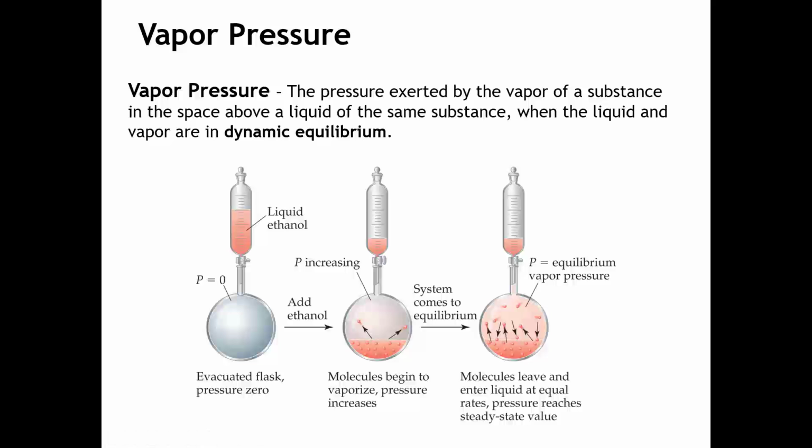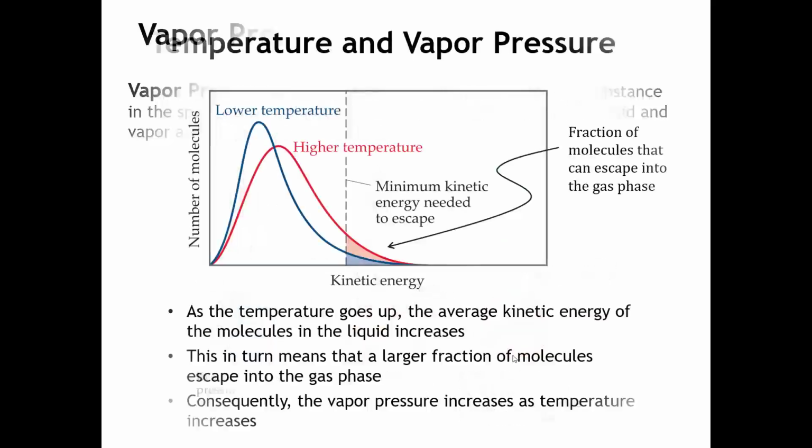The vapor pressure, by the way, does not depend on how big our container is. It doesn't depend on, to a first approximation, how much liquid is in the container. The only thing that the vapor pressure depends on is the temperature. And why is it that the temperature is so important? We can understand that by going back to a concept from Chapter 10, kinetic molecular theory.